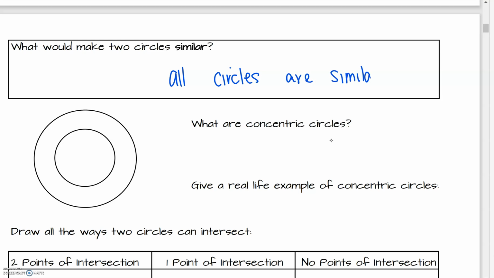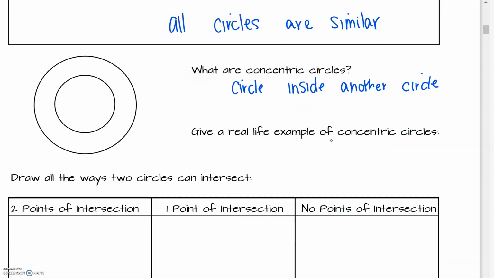What are concentric circles? So I want you to take a look at this picture over here to the left, and it's a circle inside another. And so in real life, when do we see something in that shape? A tasty donut. Yum. I'm sure you can think of some other examples.